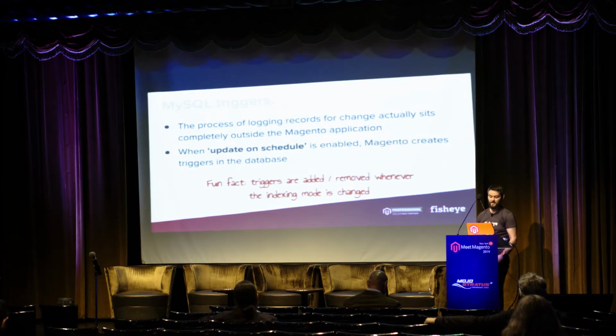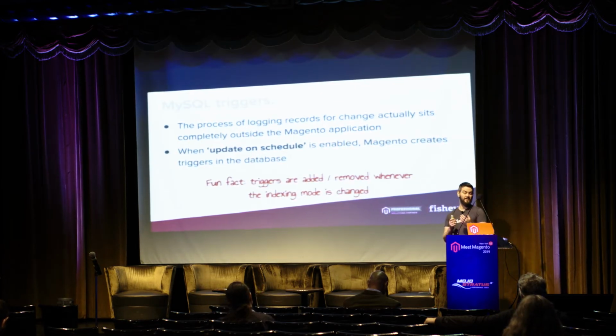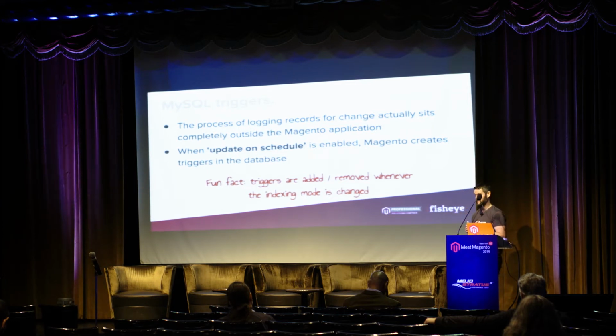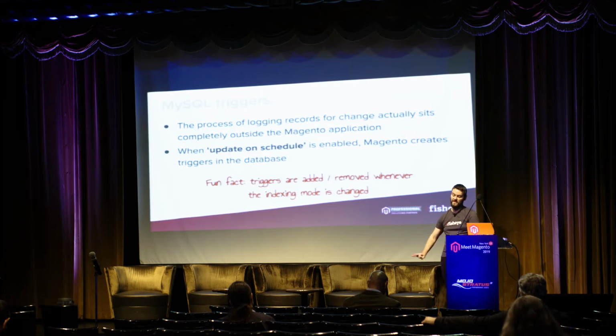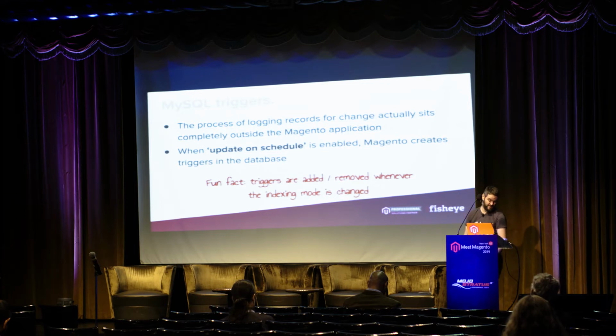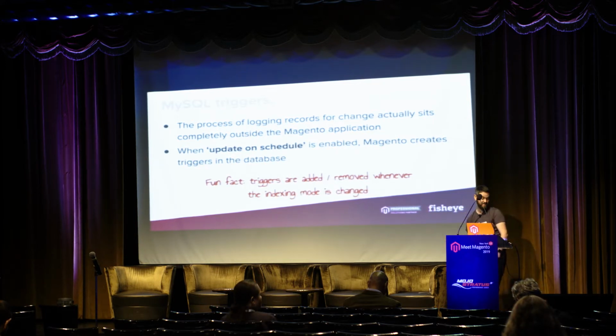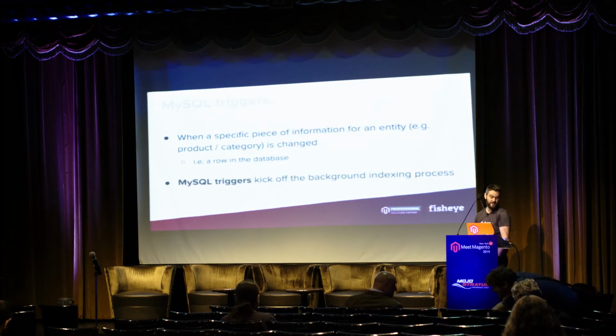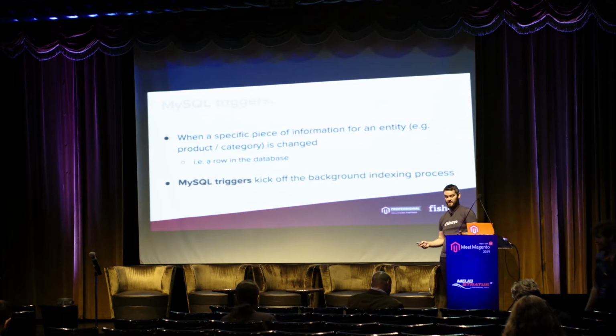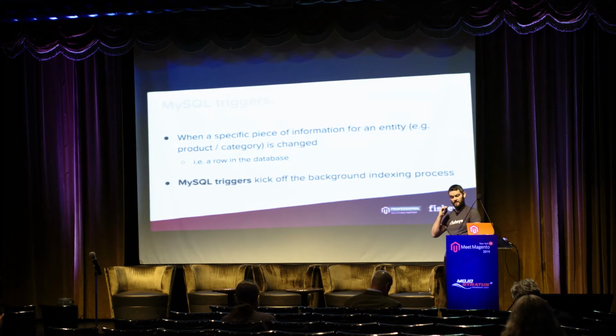So, MySQL triggers. The point I'm going to highlight is that logging a record for reindex on update on schedule actually sits outside of Magento completely. It's all down to these triggers. When update on schedule is enabled, Magento will add MySQL triggers to the database that will watch for changes to rows. If you turn it off again and go back to update on save, the triggers will be removed. So if you change a specific piece of information, let's say the stock level for a product, that row in the database will change, and then it will get logged into a changelog table.